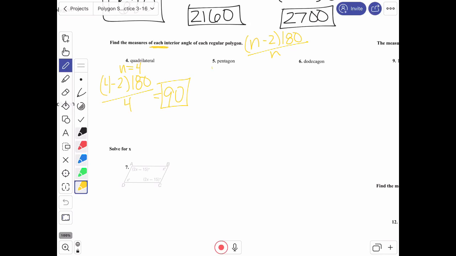Next is a pentagon. A pentagon has 5 sides, so I'm going to take 5 minus 2 times 180 divided by 5. And for that, you would get 108.